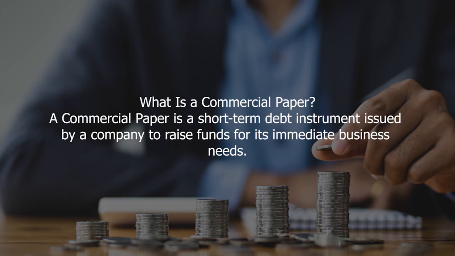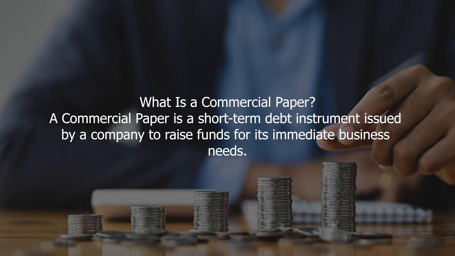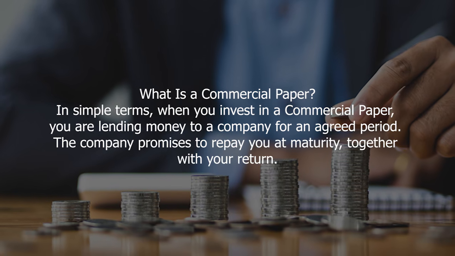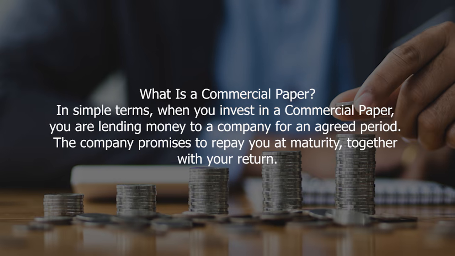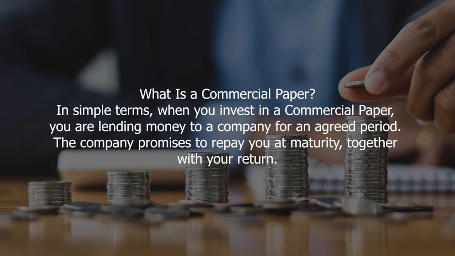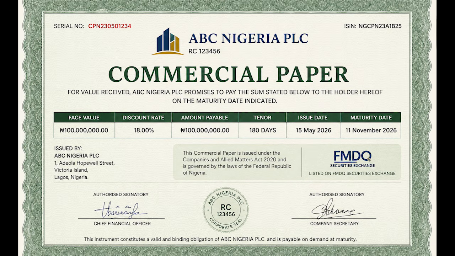What is a commercial paper? A commercial paper is a short-term debt instrument issued by a company to raise funds for its immediate business needs. In simple terms, when you invest in a commercial paper, you are lending money to a company for an agreed period. The company promises to repay you at maturity together with your return. Companies may issue CPs to finance inventory, to pay suppliers, manage working capital, or meet other short-term financial obligations.